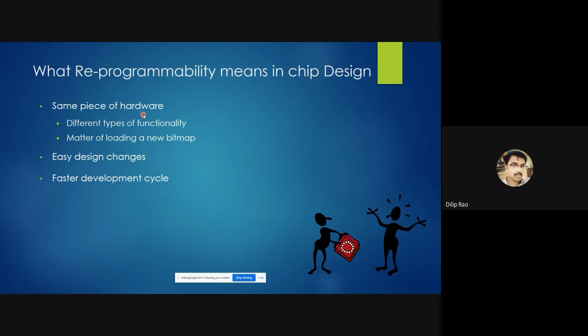So, faster development cycle. When we have reprogrammable hardware, we don't have to bother about many of the complexities and overheads that we otherwise have to bother about for an ASIC design. So here the development cycle is very rapid. All you need to do is go back to the design, build a new circuit, and then download it into the device.